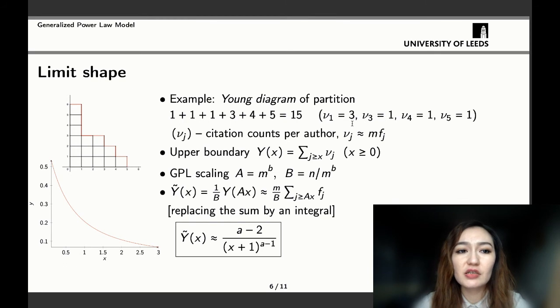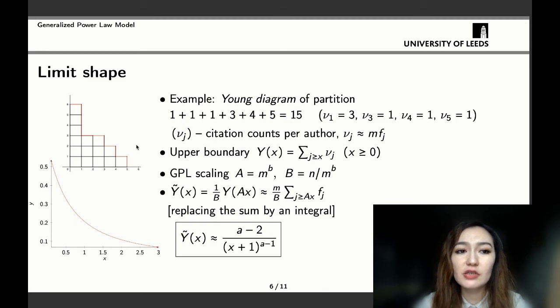Nu j is the count of a number appearing in a partition, which is similar to the citation counts per author. Nu j is approximately m times fj. The red line shown in the Young diagram is called the upper boundary of the Young diagram, and the area below the upper boundary is 15. But there are many ways to write the partitions of an integer n, and the upper boundary is not unique.